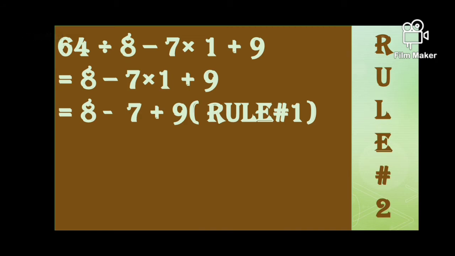Now we have two signs, minus and plus. And when we have two signs, we will use rule number 1. And in rule number 1, we have to solve the operations in sequence. Means the first operation is minus, so we will subtract, then we will add. So 8 minus 7 is equal to 1, and 1 plus 9 is equal to 10. Now another example of rule number 2 with rule number 1.